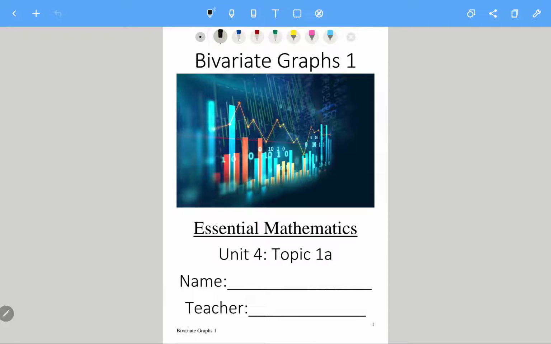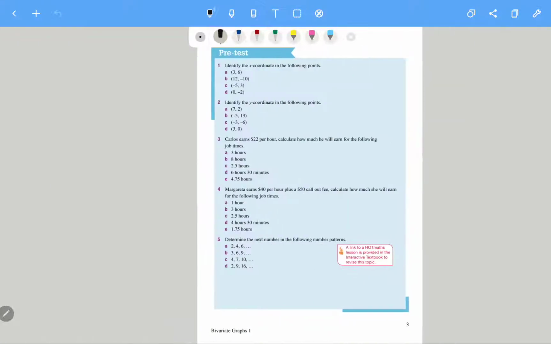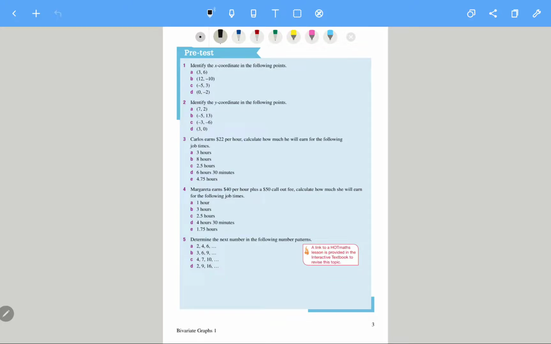Alrighty, so this is the new booklet for the new unit. I'm doing things a little bit differently with this booklet. There's going to be lots of answers in this booklet. But to start off with, we're going to do a quick pretest. So, pause the video, have a go through these things, and see how you go.